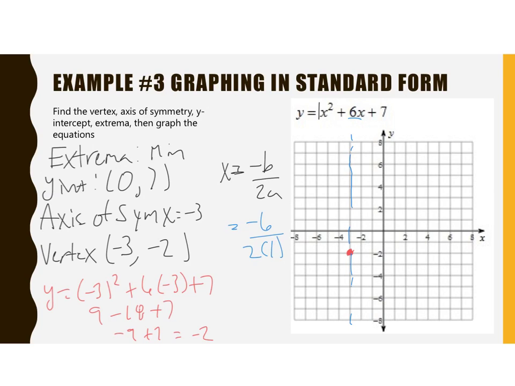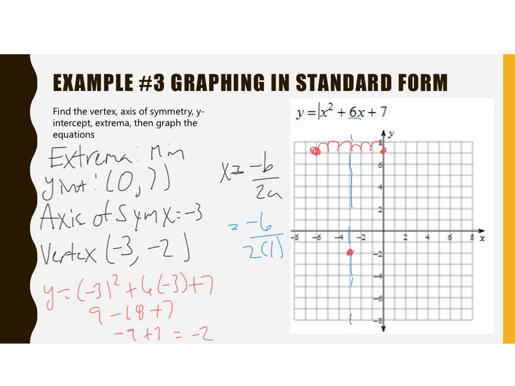This becomes very useful because if I plot one point, such as the y-intercept 0, 7, I can plot its symmetrical point on the other side. Now, the y-intercept is 1, 2, 3 values to the right of the axis of symmetry. So I'm going to count the exact same over to the other side. 1, 2, 3, and I can put another symmetrical dot.